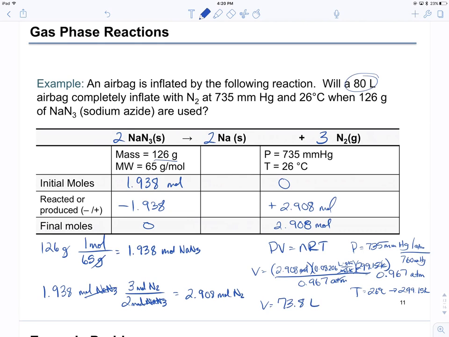So no is the answer to our question. Will it completely inflate the airbag? Not quite. We need a little bit more sodium azide to finish the job there. So we've calculated our yield of nitrogen and the volume of nitrogen, the volume of space that nitrogen occupies.